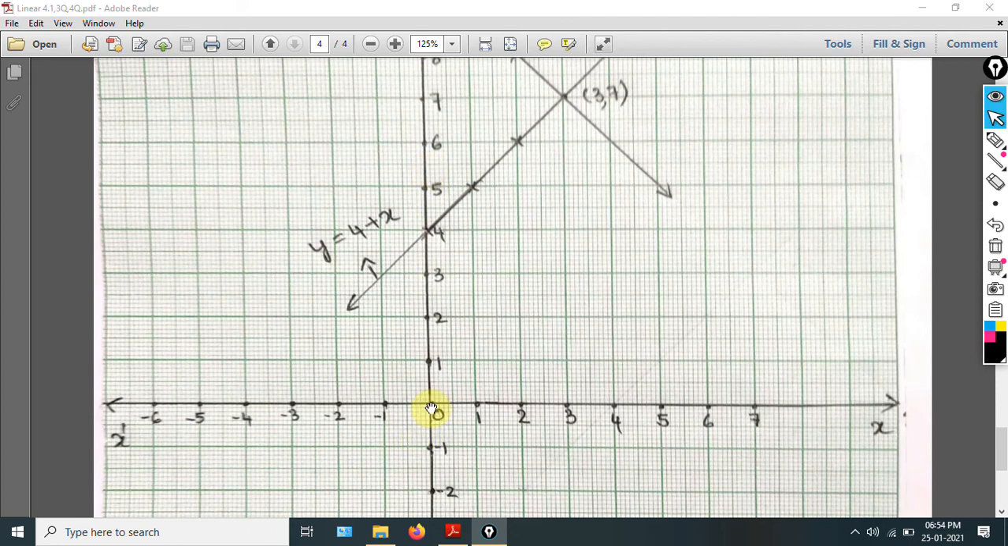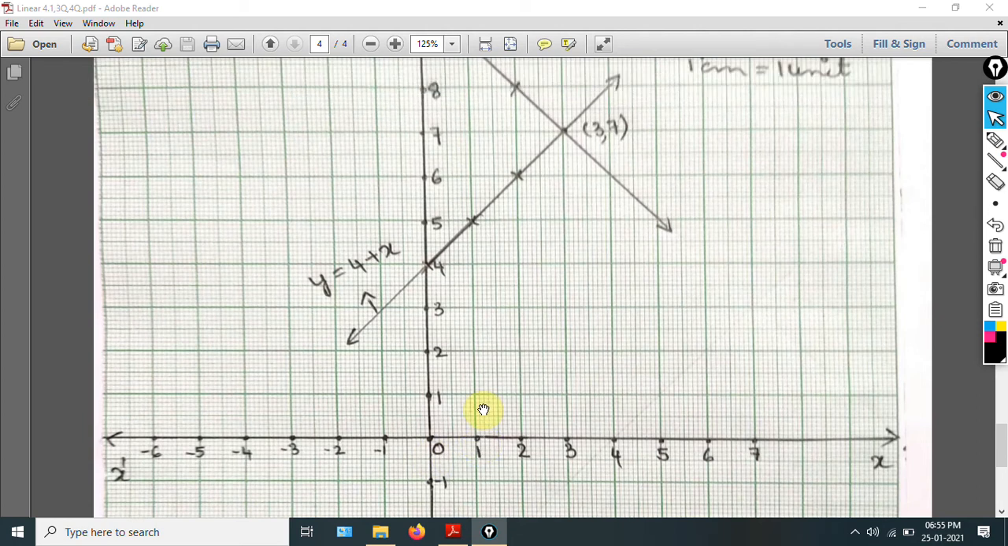We have to increase 1 from here to next box 1. From 1 to next box 2. From 2 to next box 3. 3 to next 4, like that we have to increase 1 value. Okay. So on the y-axis always the above value will be positive and the below value will be negative.